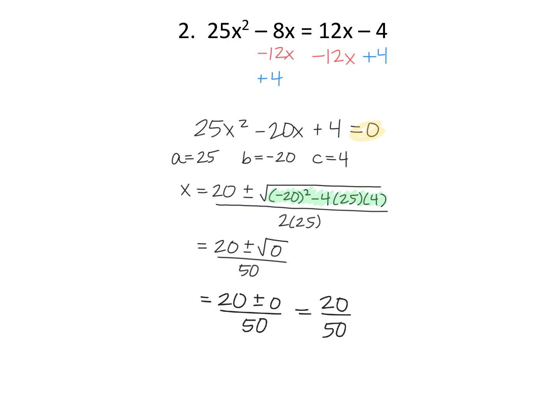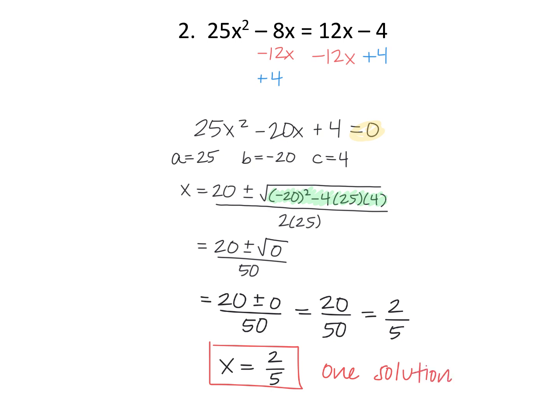But we don't leave it like this, right? So 20 and 50 can both divide by 10. So please make it 2/5. So my final answer here is 2/5. Please notice that there is only one solution. What do you think caused it to have only one answer? The 0. Not a coincidence. This will happen if you have a 0 because it's only going to give you one answer for your root and not 2. You should have one solution when you're done.